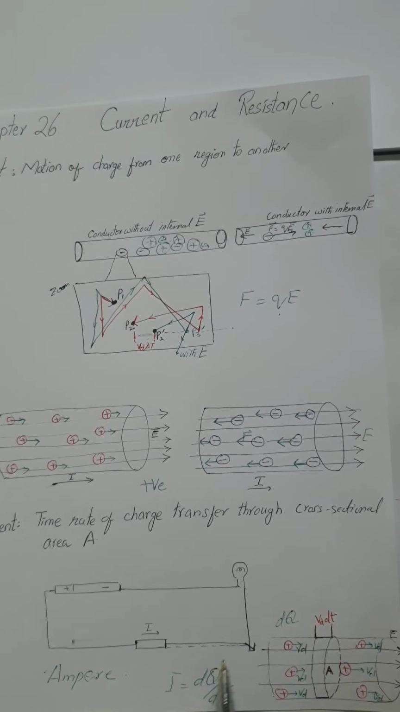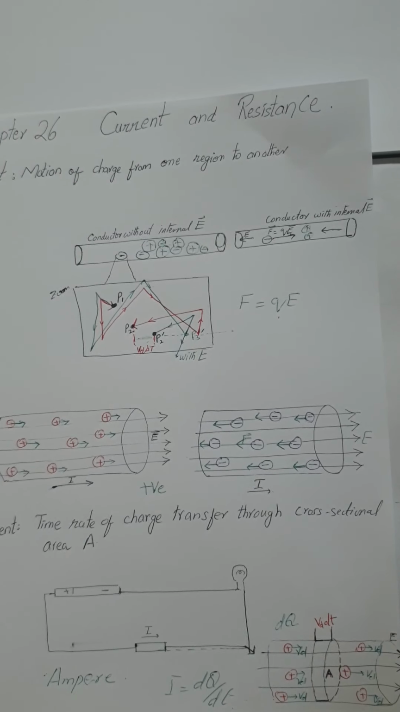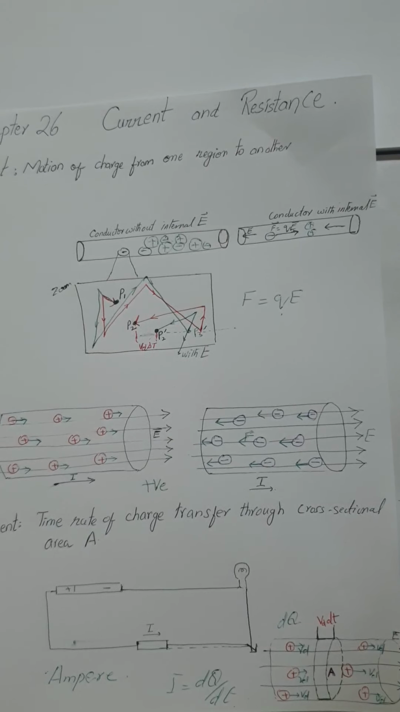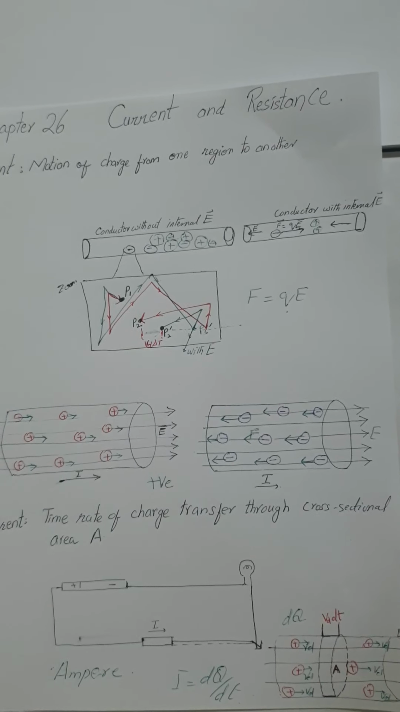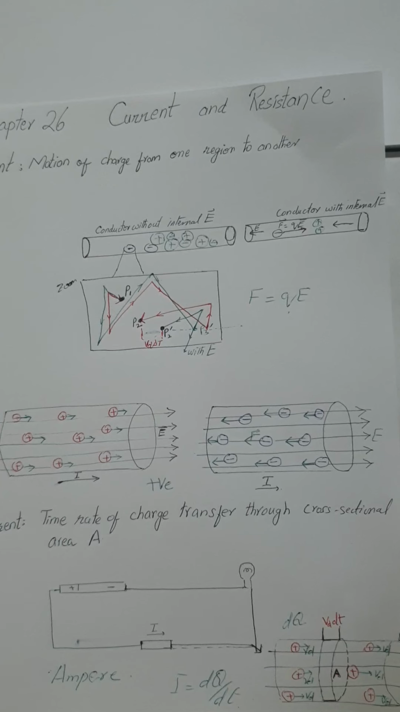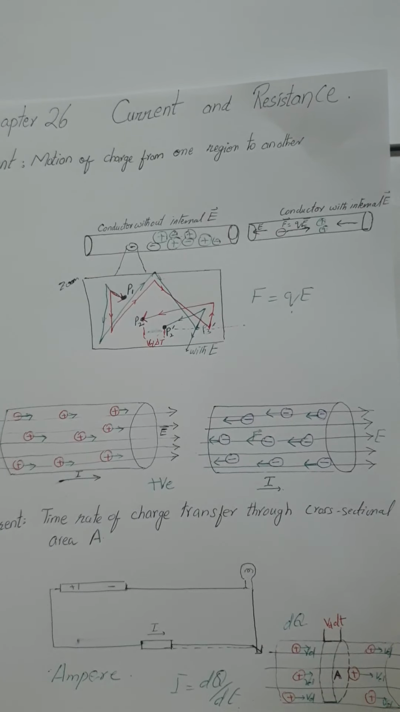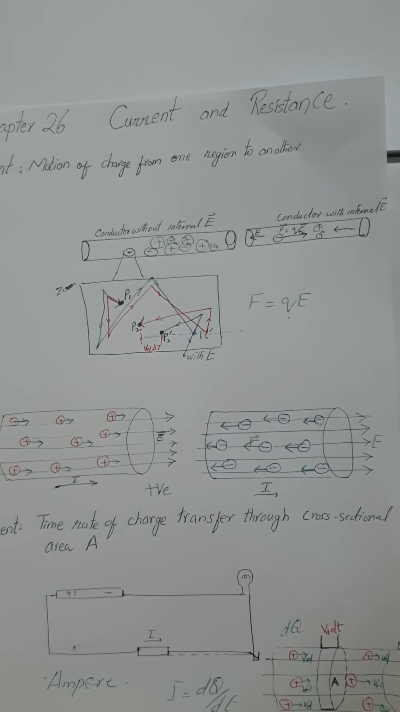And it is defined to be 1 coulomb per second, and this unit is named in the honor of French scientist Andre Marie Ampere. So let's go to the next video and discuss drift velocity and current density there.